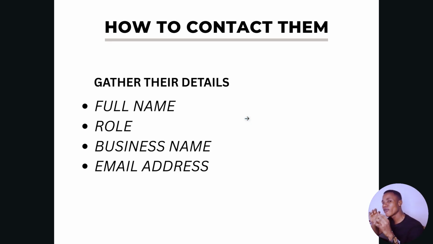Now, how to contact them. When you have looked out for all these people, and you have gotten some of them, you know exactly what you are looking for. How do you now contact them? Number one, the details you need to get from them that are important for your email marketing, which I'm going to be showing you later how to do, are their phone number, their full name, their business name, and their email address.